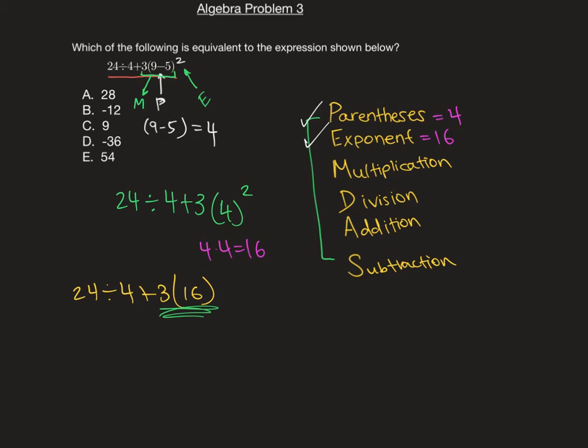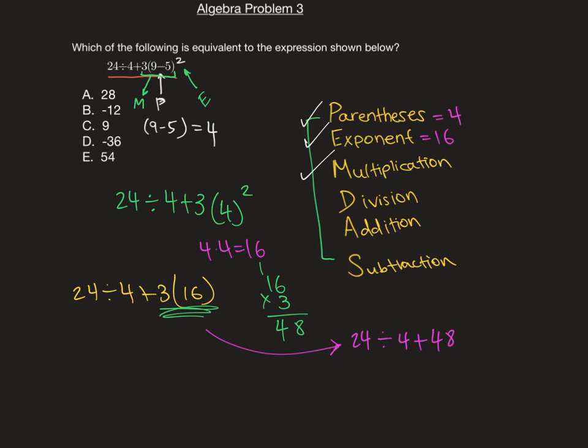And here, that's our multiplication. Now, what's 3 times 16? Let's write that out. 6 times 3 is 18. Carry the 1, 3. That would be 48. Let's go ahead and check that off because we finished multiplication. It's good to keep track so that you don't lose your spot. So now we have 24 divided by 4 plus what we found, 3 times 16, 48.